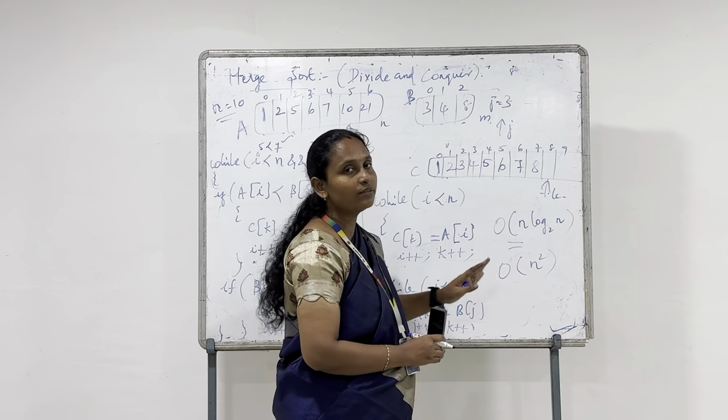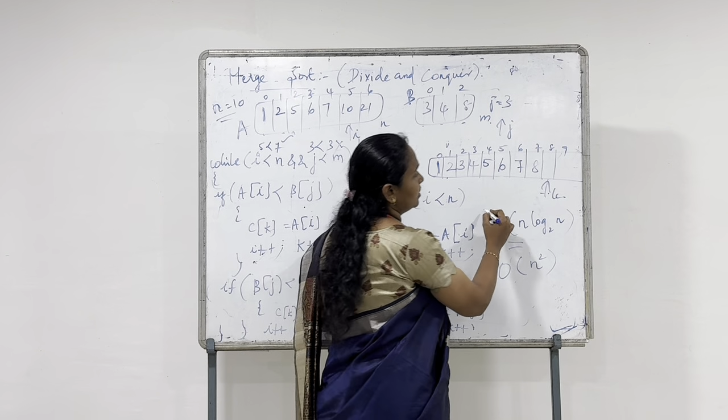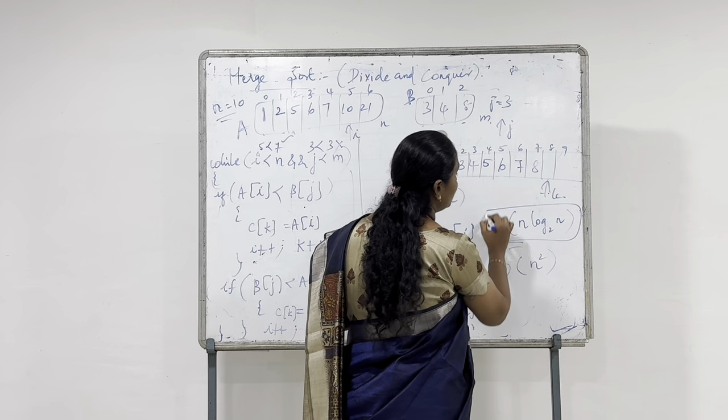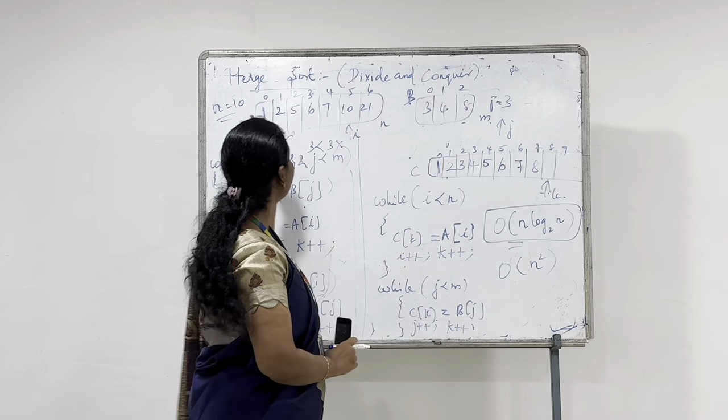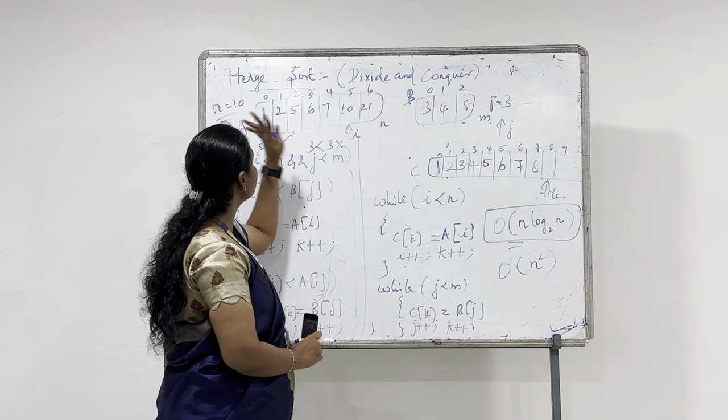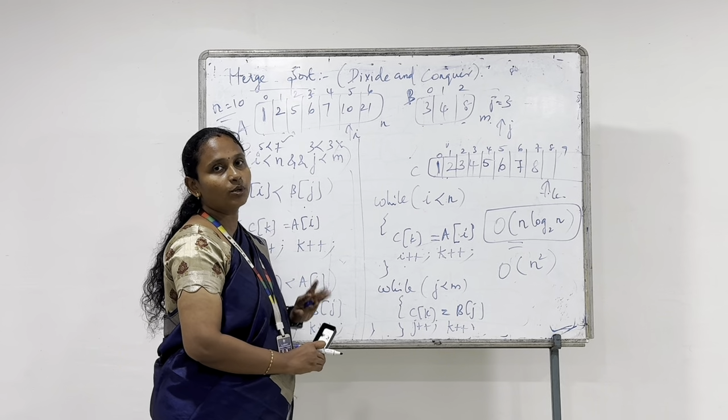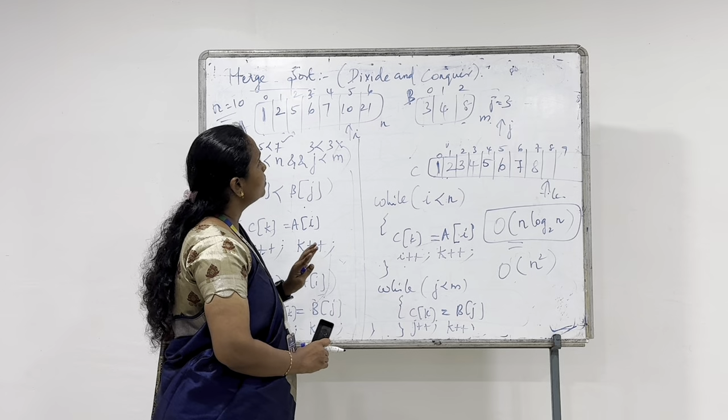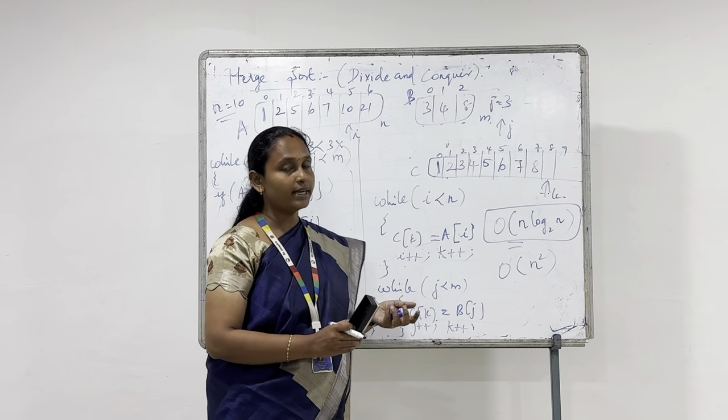So the efficiency of the algorithm is good for big O of n log n. Compared to selection sort, merge sort is the better sorting algorithm. So this is about selection sort and merge sort.